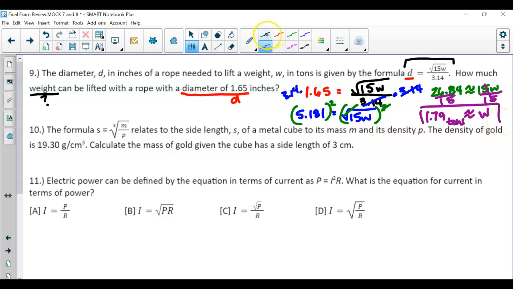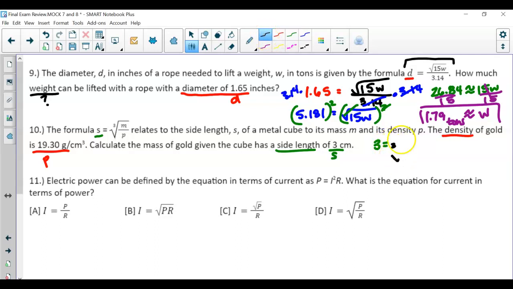So now number 10. This is showing the relation between S, which is side length, M, which is the mass, and P, which is density. So now notice the density of gold is 19.3. So then this is my P. Then we're going to calculate the mass of gold, given that the cube has a side length of 3. So if side length is 3 centimeters, then this is my S. So notice how here S is 3. So 3 is equal to, here we go.